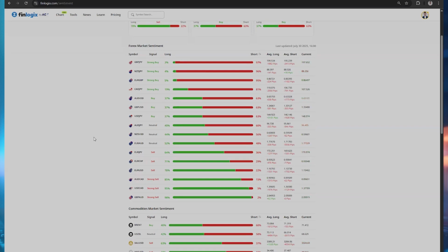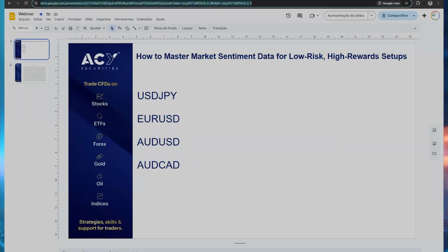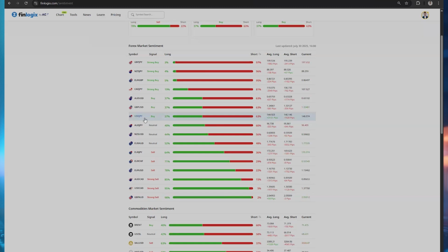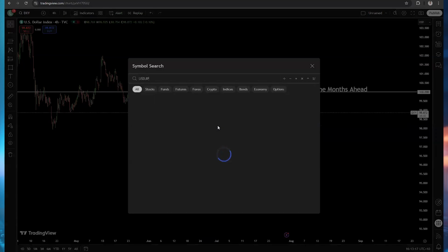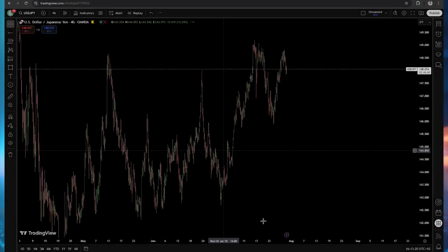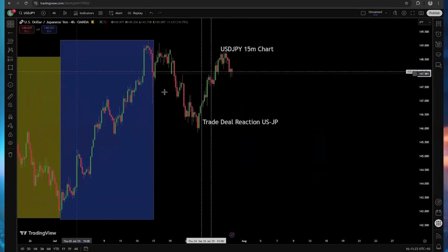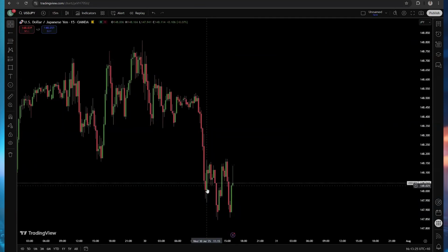So let's jump right across to the first one, that is US dollar Japanese yen. We have it right here, and only 37% of people are buying it. So what would we do? Would we sell or would we buy? Well, we would do exactly the opposite of what the majority is doing, so we would like to go long. Okay, so let's have a look at US dollar Japanese yen. Perfect. Let me just go for 50 minutes. There we go.